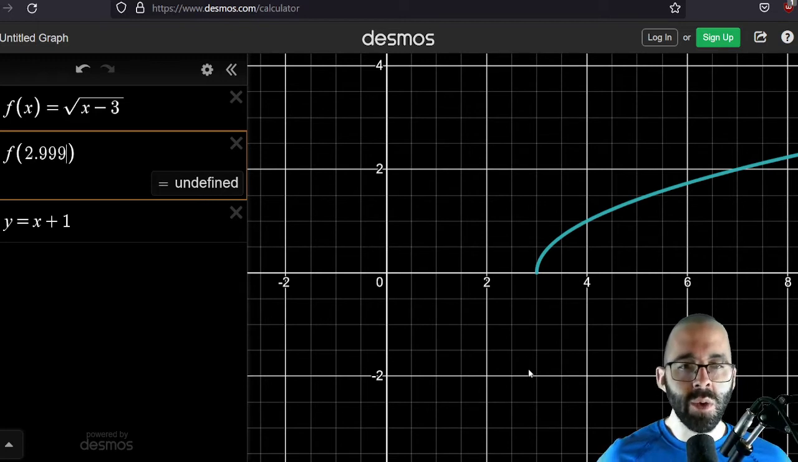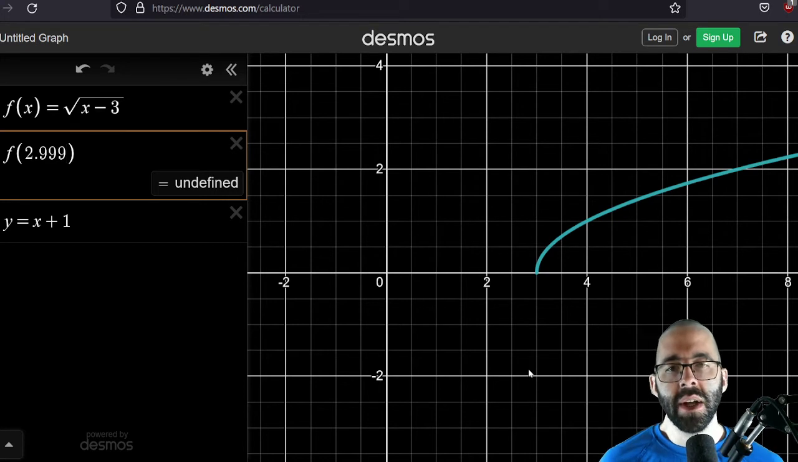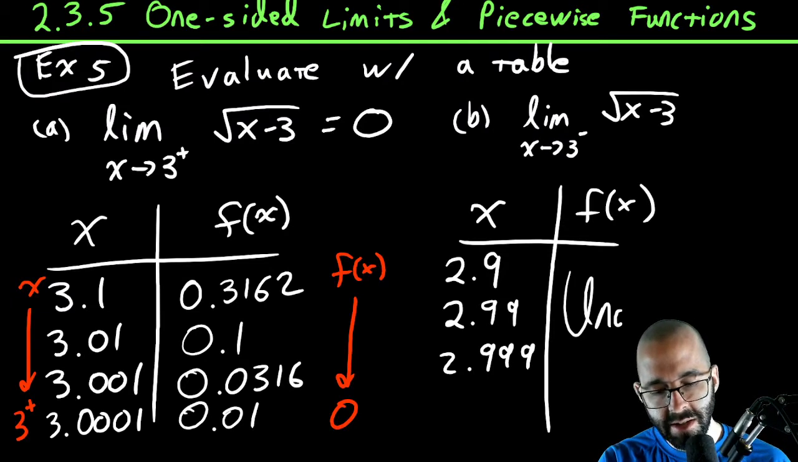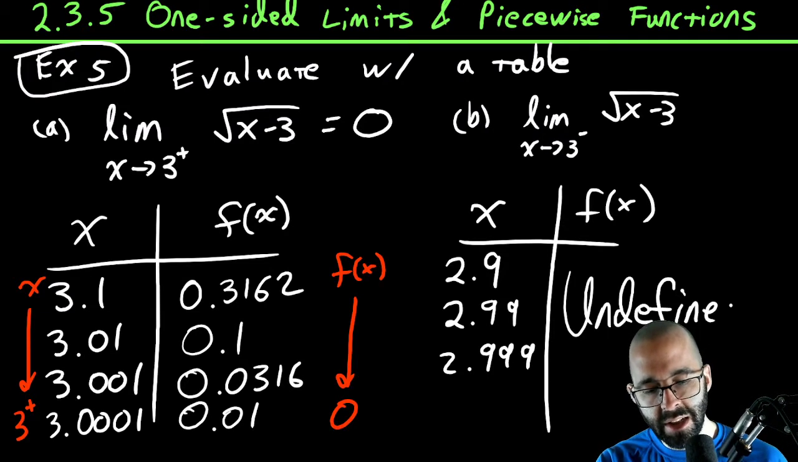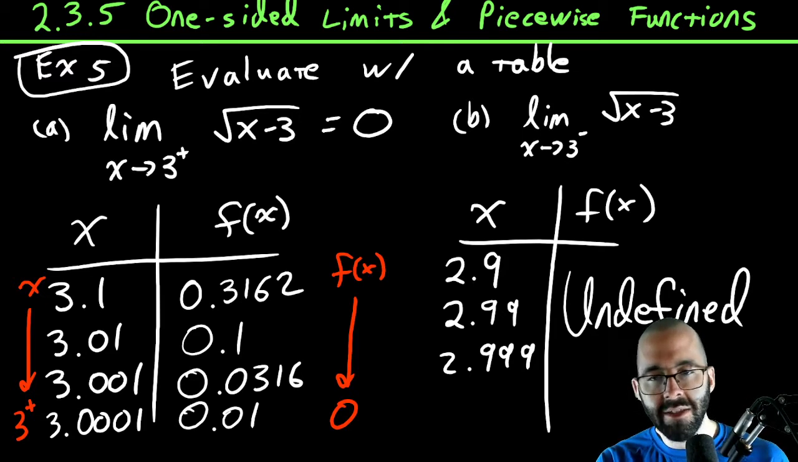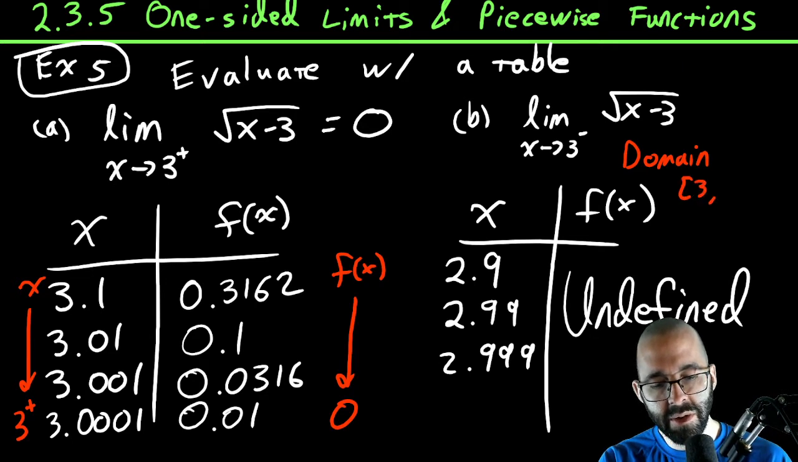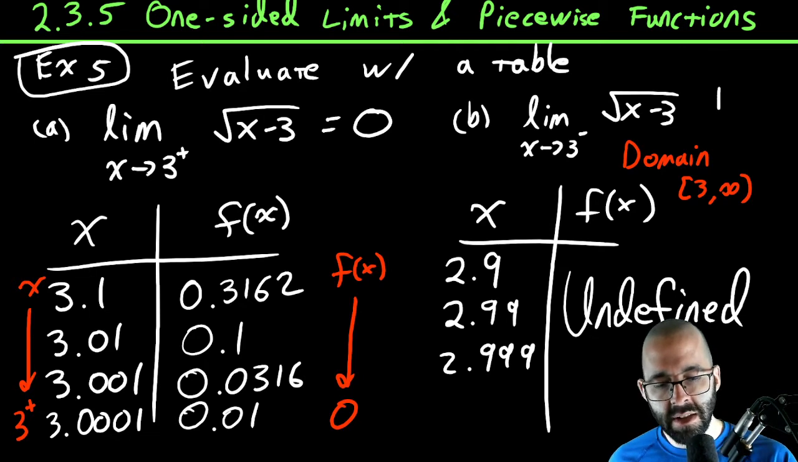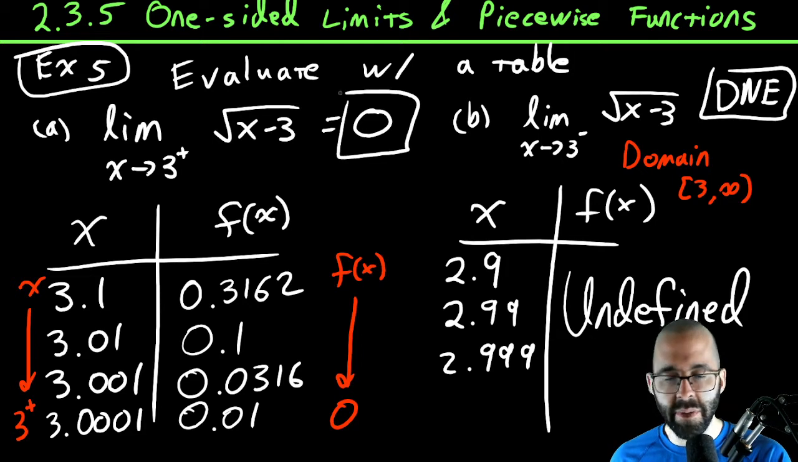What is the domain of a square root function? The domain of a square root function is all of the inputs that make the inside, the radicand, greater than or equal to 0, non-negative. Well, all of these are undefined because if we're approaching 3 from the left, 3 is the end of the domain. The domain is 3 to infinity for this function. So we can't approach it from the left. This limit does not exist because the function is not defined from that direction.